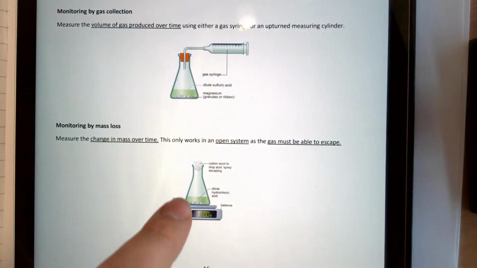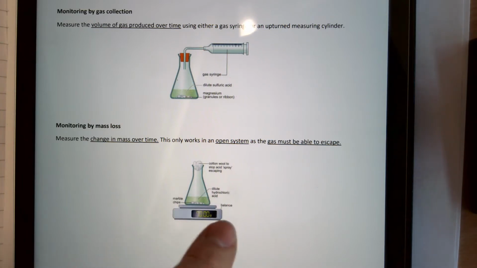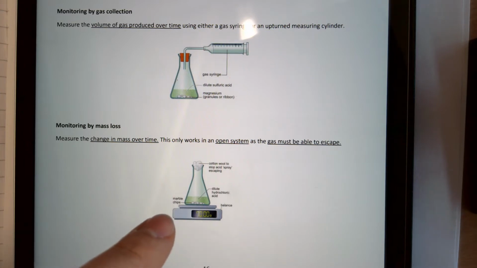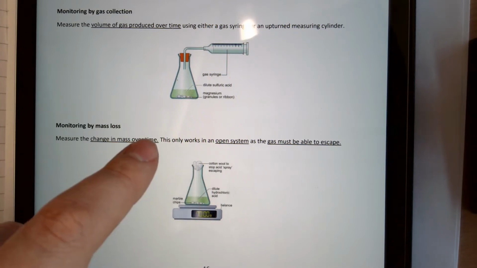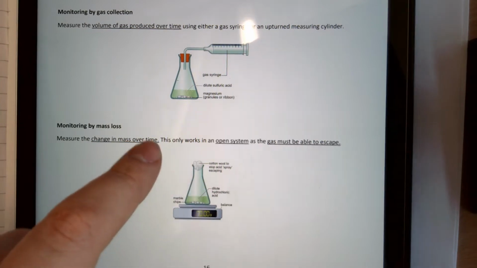Similarly, at the bottom, I've got a reaction between marble chips and hydrochloric acid. Marble chips, that's calcium carbonate, so you're going to produce carbon dioxide gas. And because of the law of conservation of mass, the reactants and the products, the mass should be unchanged. But in this reaction, because you're producing carbon dioxide, a gas, one of your products is able to escape the flask, and you will see the mass decrease as the carbon dioxide escapes.